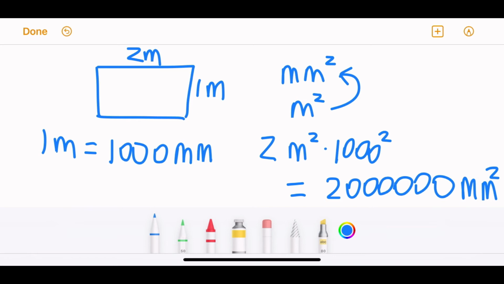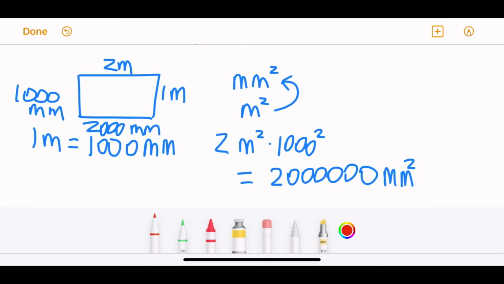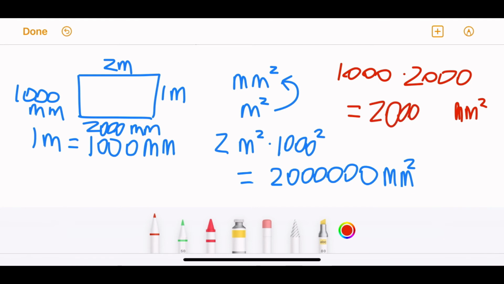Now to prove this, we can try and convert the lengths before we go and find the area. So I'm going to convert 2 meters straight away into millimeters. That will be 2 times 1000, so 2000 millimeters. And 1 meter into millimeters will become 1000 millimeters. So if I multiply those two numbers, 1000 multiplied by 2000, and both of them are in millimeters, my unit would be millimeters squared. And it's 2 with 6 zeros following. You will realize that this answer is the same as the answer we found before. So my method worked.